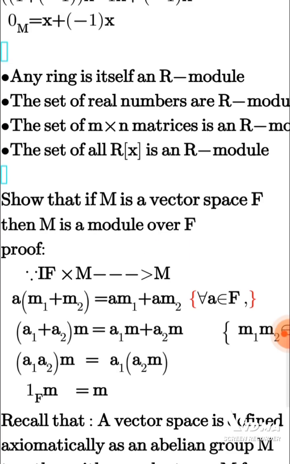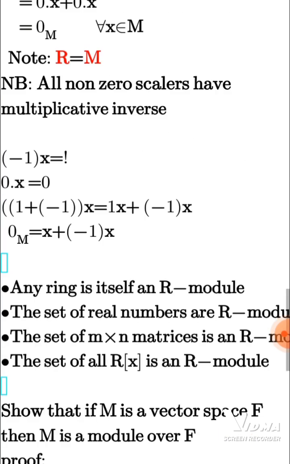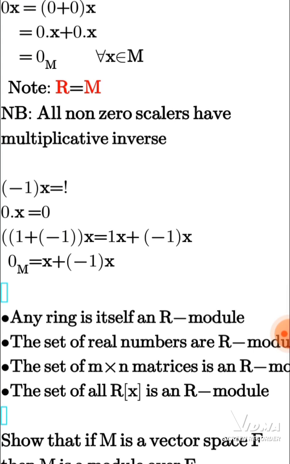Now in the next video I'll be dropping the proof that a ring in itself is an R module, the set of real numbers is an R module, the set of m times n matrices is an R module, and the set of all polynomials is an R module. So these are the basic things for class 1 on modules.